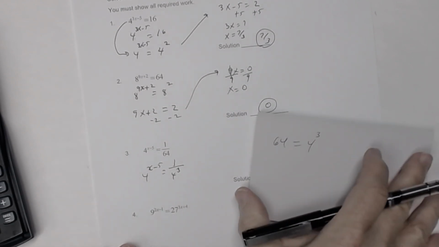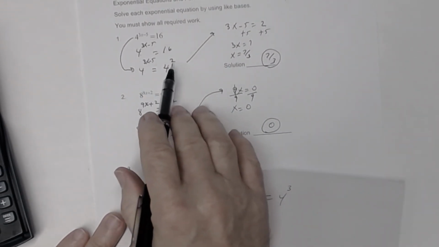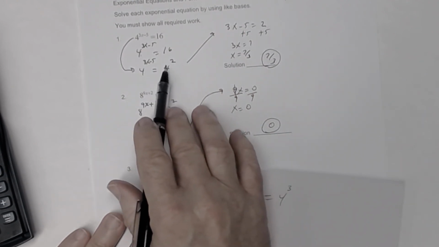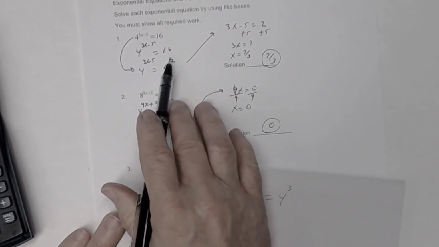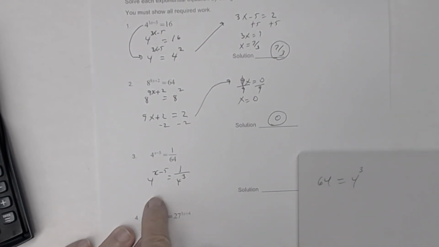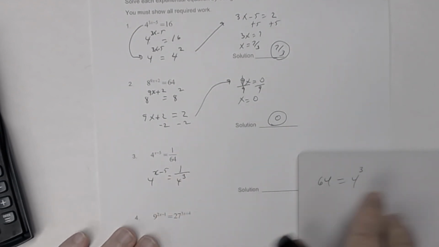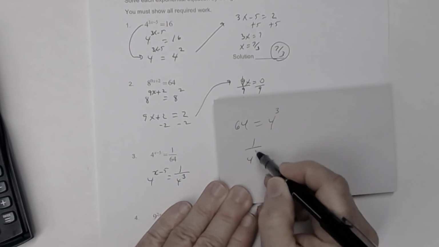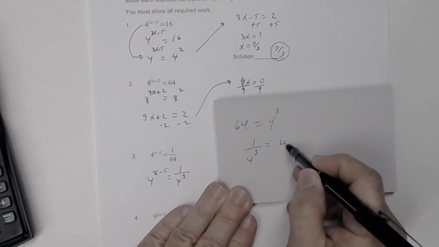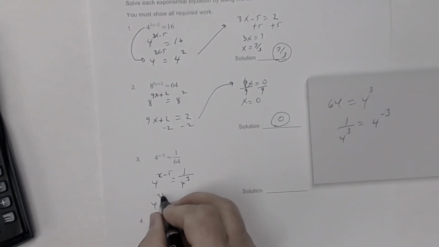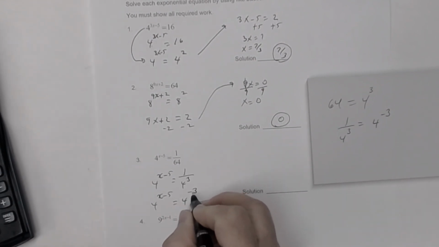Now remember, in order to use the fact that we set the exponents equal to each other, your bases must be the same. If the base is the same, then the exponents are equal. Be a little bit careful here. The bases are not the same because this is a 4 here, whereas this is not written as 4 to a power. This is written as 1 divided by 4 to a power. So what you want to use is the fact that 1 divided by 4 cubed means the same thing as 4 to the negative third. And so we have 4 to the x minus 5 equals 4 to the negative third.